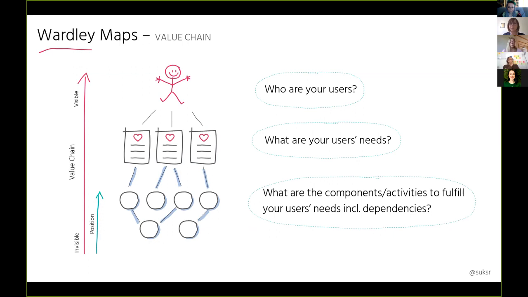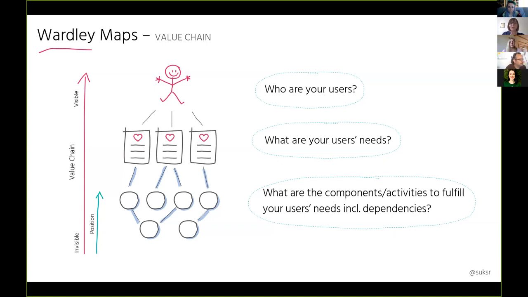And how do these components and activities depend on each other, and what kind of position do they have in the value chain? So at the top, we have those components and activities that are visible to your users, so where your users are touching the system directly. And at the bottom, it gets less visible to the users themselves.